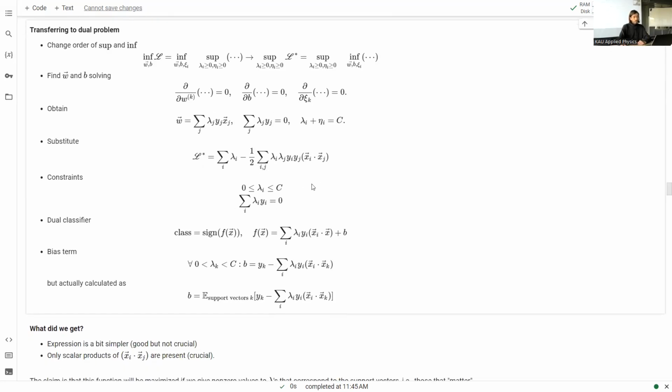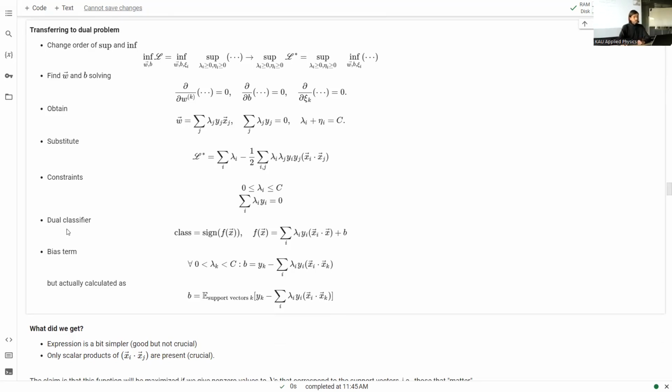Here I update my constraints. Once again, I'm just using these expressions and substituting them back into whatever I had previously, and I'm getting a new Lagrangian and new constraints. And this is my dual problem. This is my dual classifier.